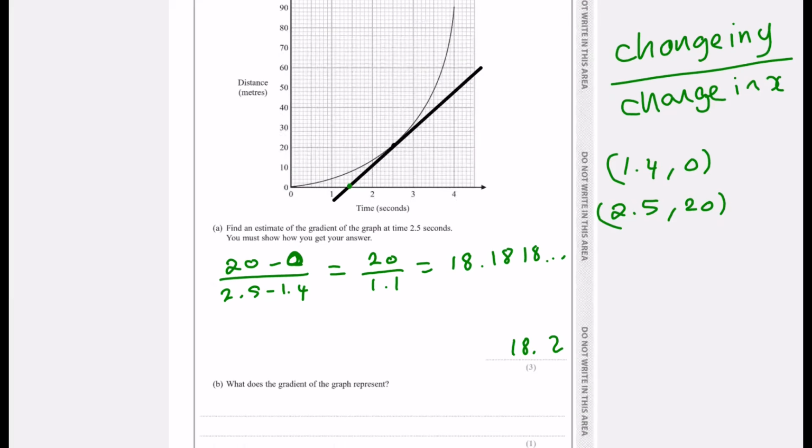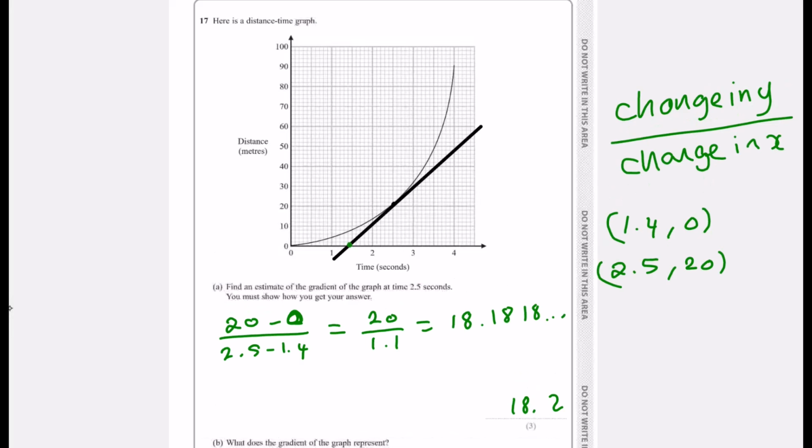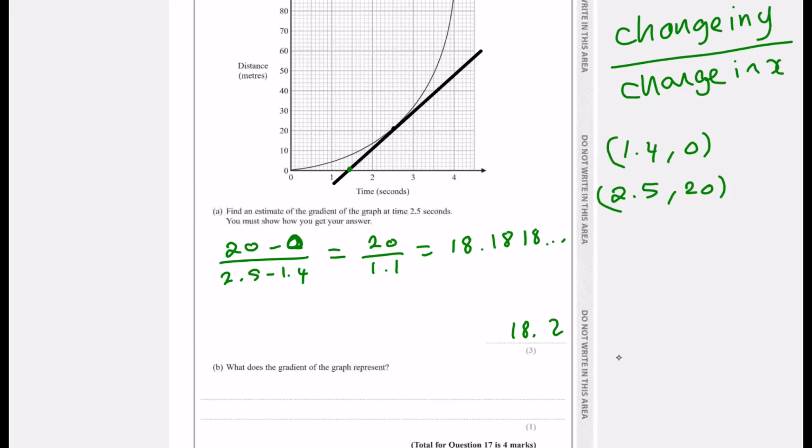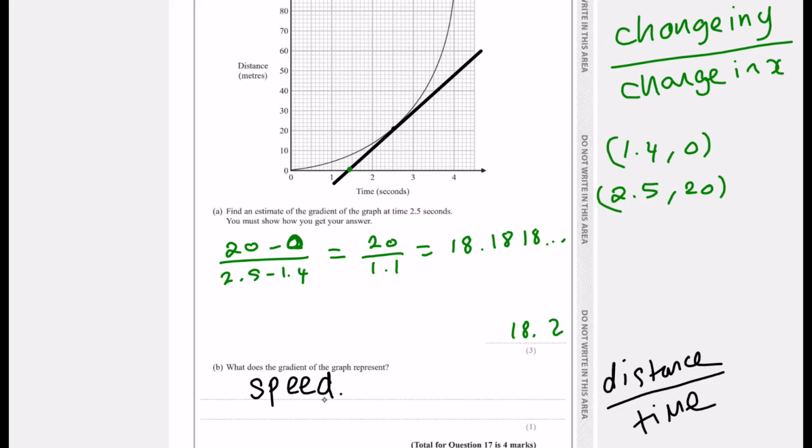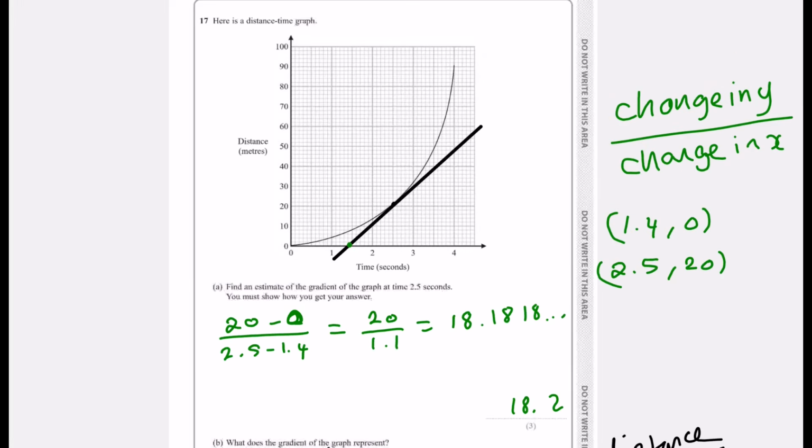What does the gradient of the graph represent? So we did the change in y over the change in x. So it's change in distance over change in time. So what is distance over time? That is speed. So it's just speed.